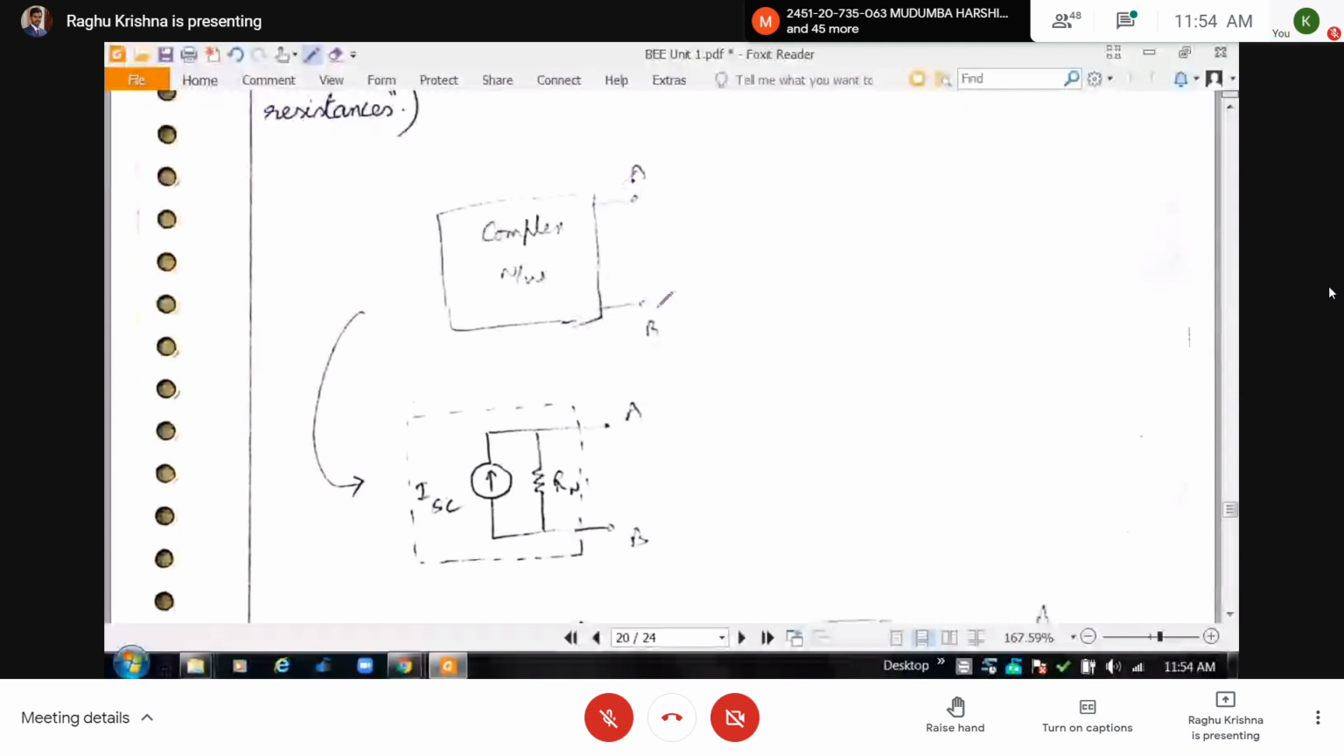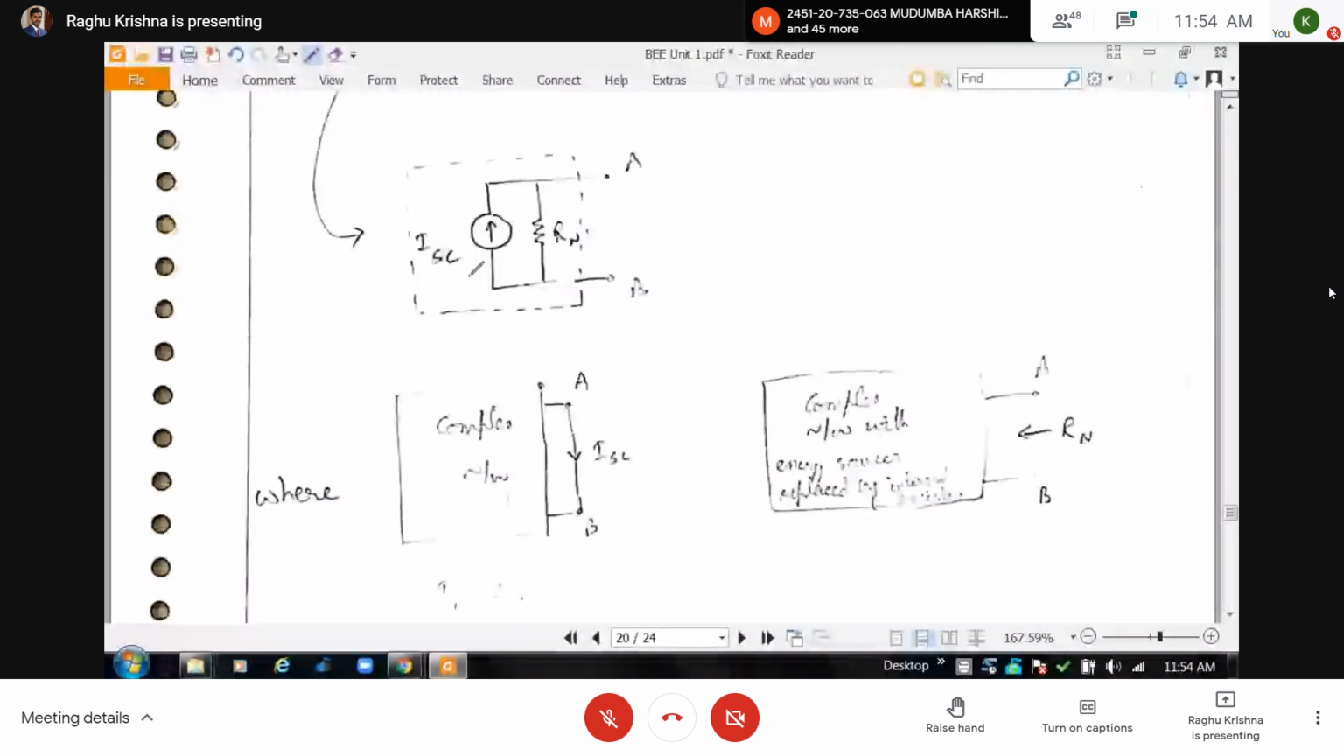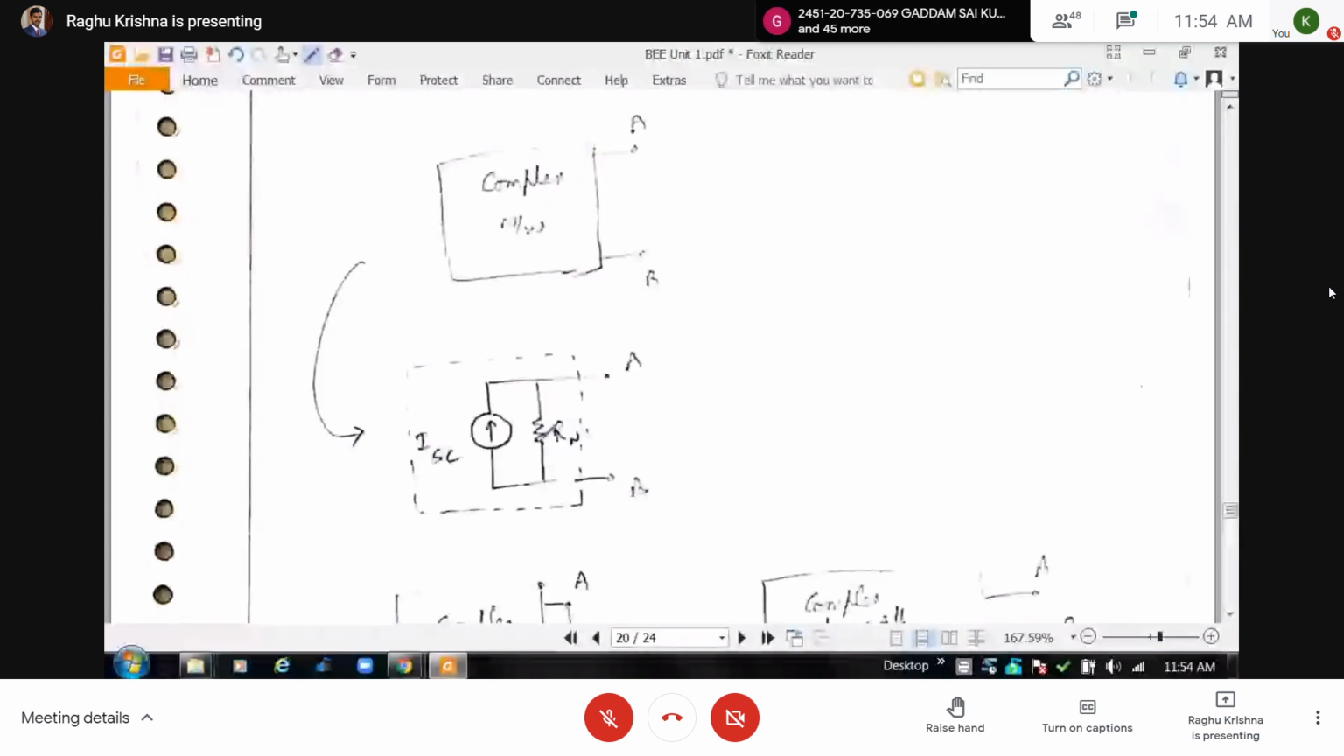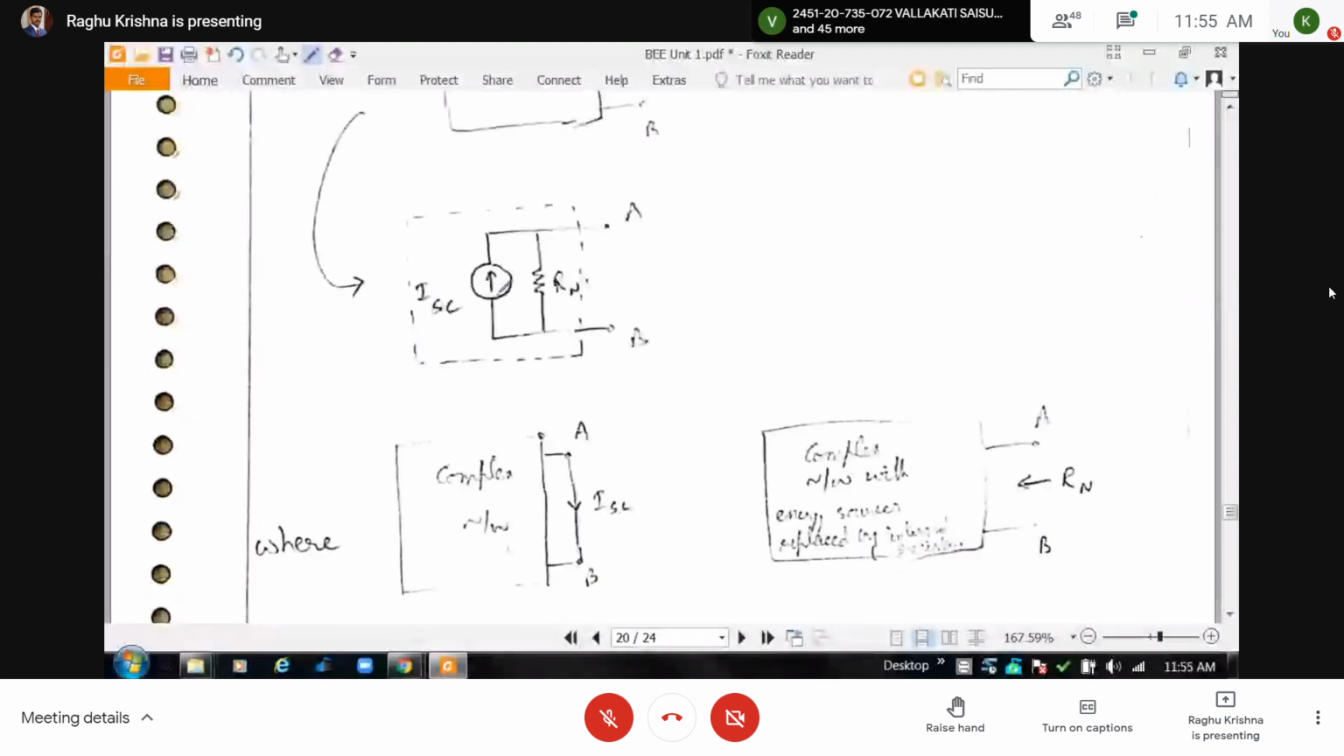So here this complex network is replaced by a simple equivalent circuit consisting of a single current source in parallel with the resistance Rn. The short circuit current is obtained by short circuiting terminals A and B. The current flowing from A to B is the short circuit current. And the value of Rn is the same as that of Thevenin's resistance.